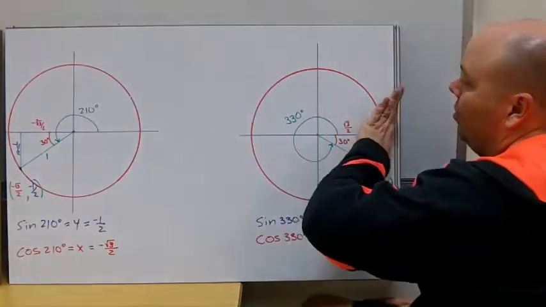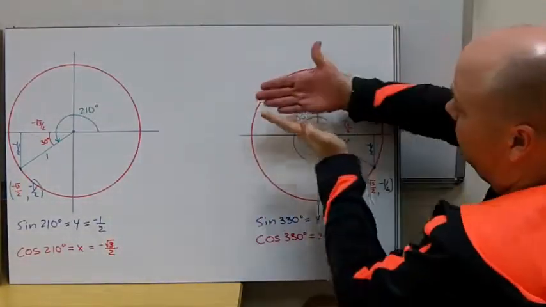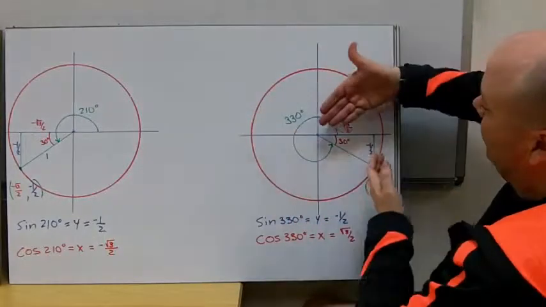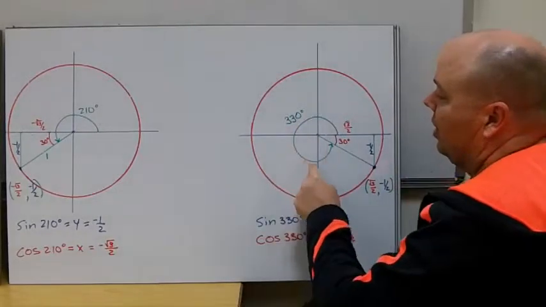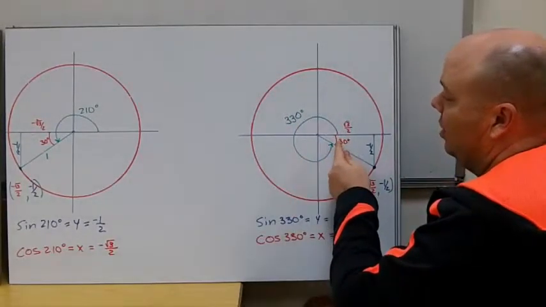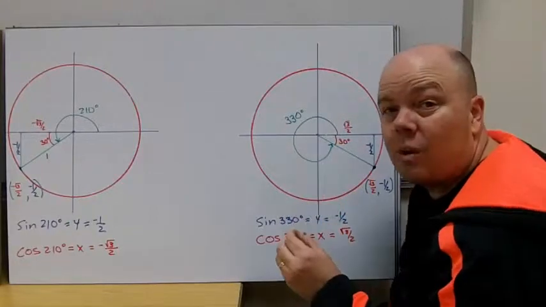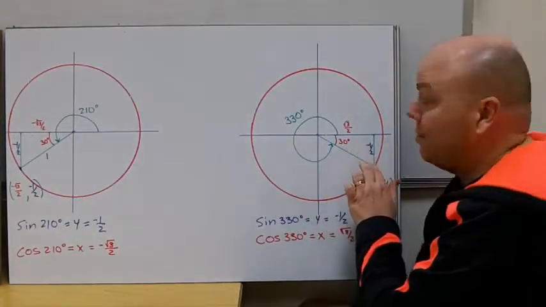Keep rotating it. So we've reflected it over here. We've reflected it down. Now we're taking this one and reflecting it down here. So this would be 330 degrees. So this angle is 30 degrees, and that's our reference angle. This 30 degrees is the reference angle.